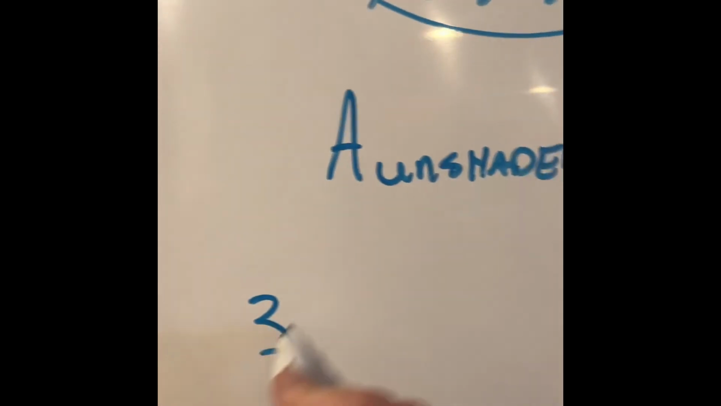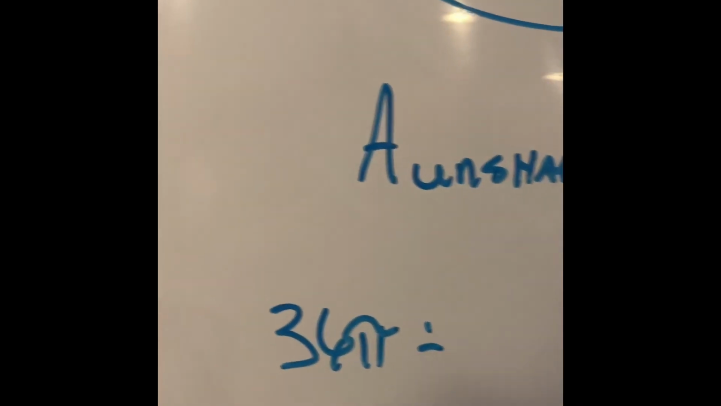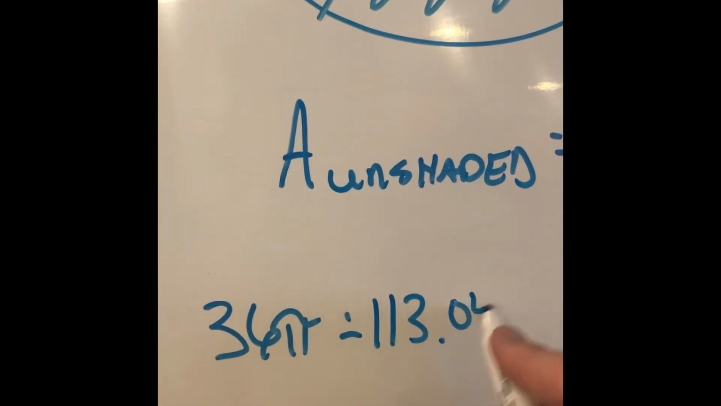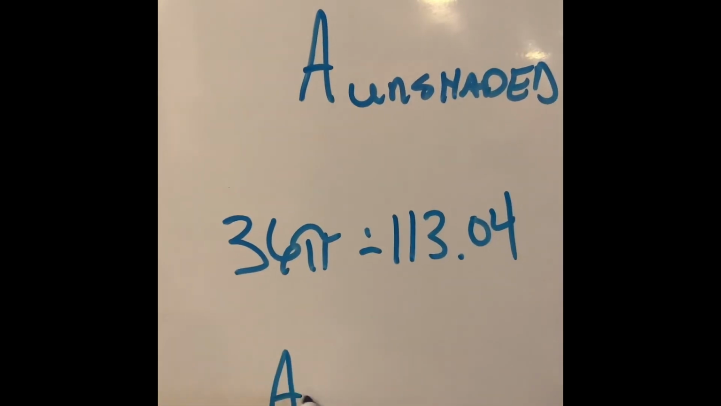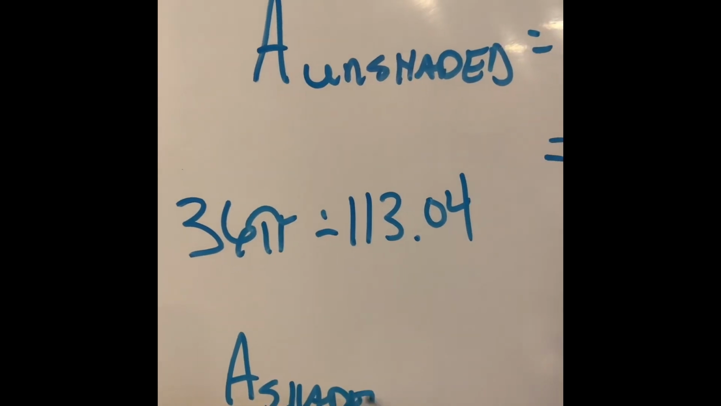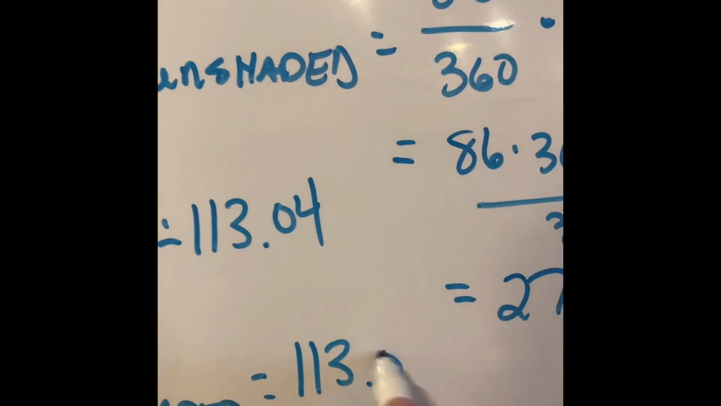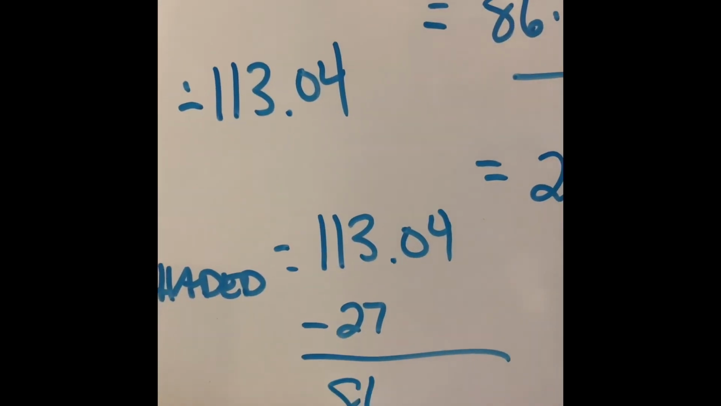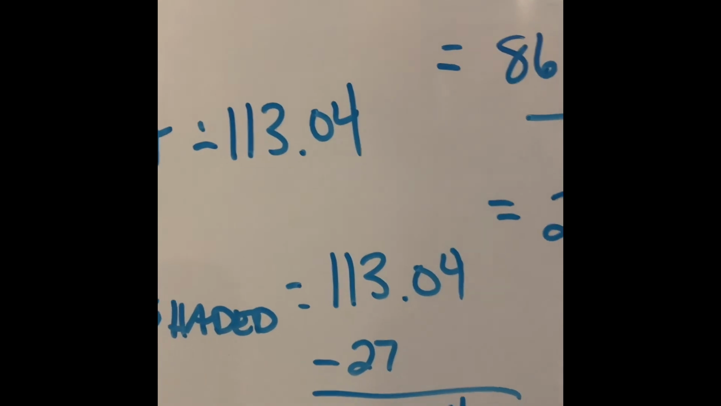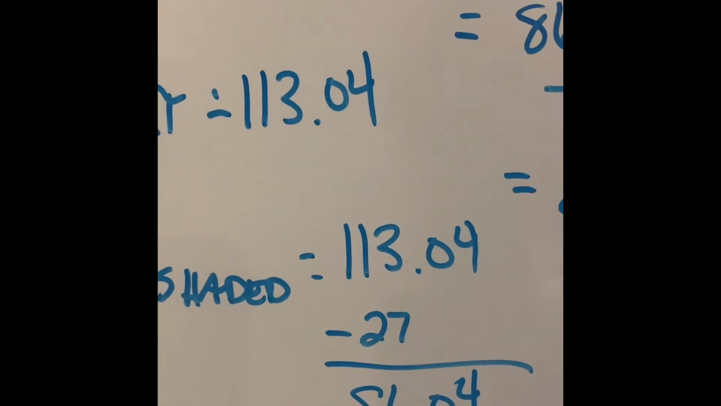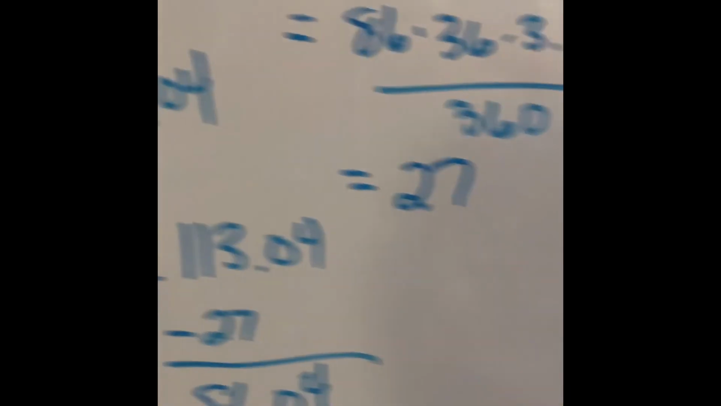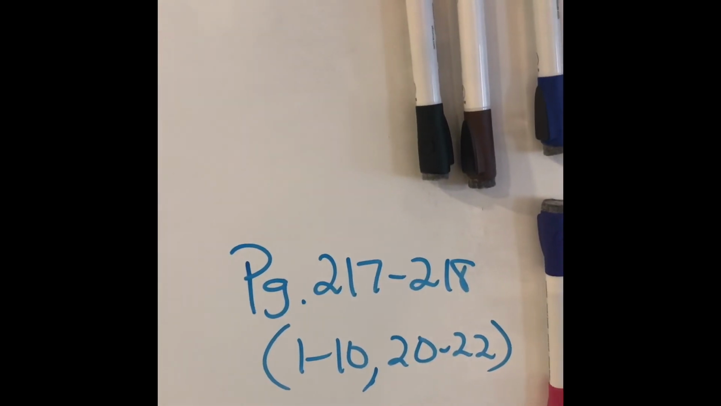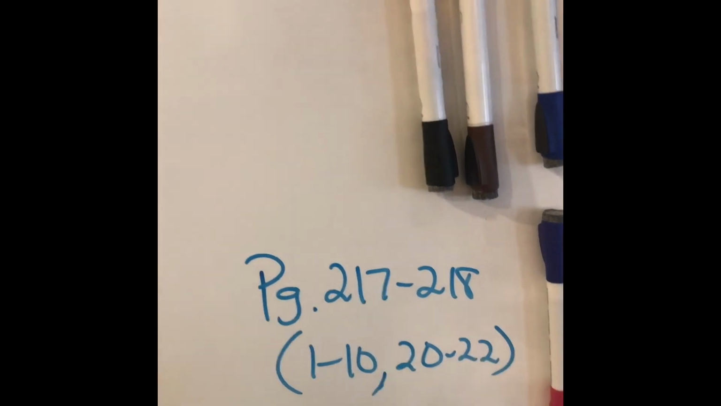Now the 36 pi, if we go ahead and do that, is 113.04. So to find the area of the shaded part, we're going to take 113.04 and then subtract 27 from that. 86.04 is the area of the shaded part, the shaded sector, okay? So we got a little bit of a disjointed assignment today. Page 217, 218, you're going to do 1 through 10, 20 through 22.